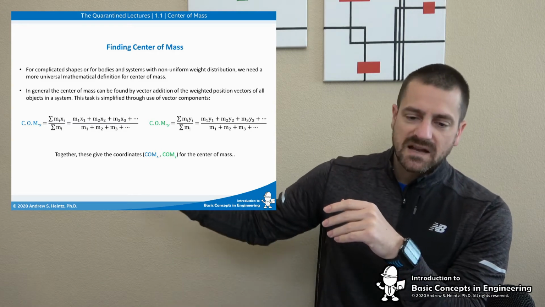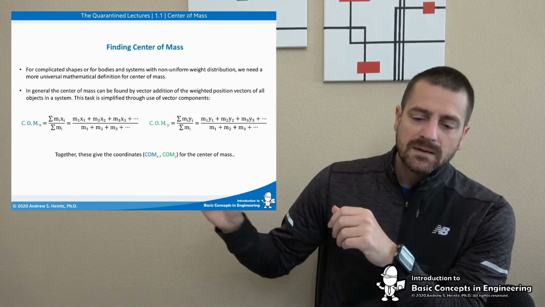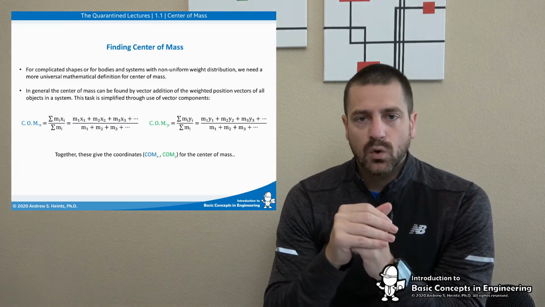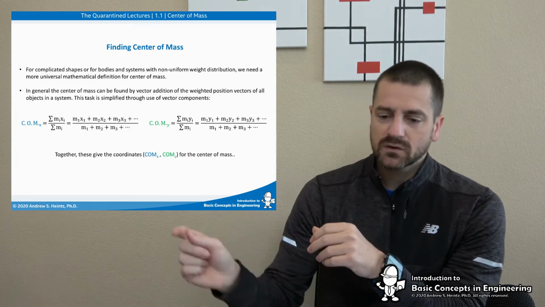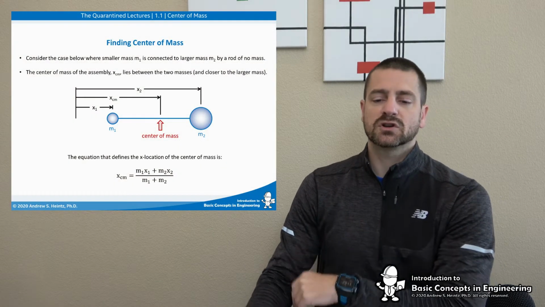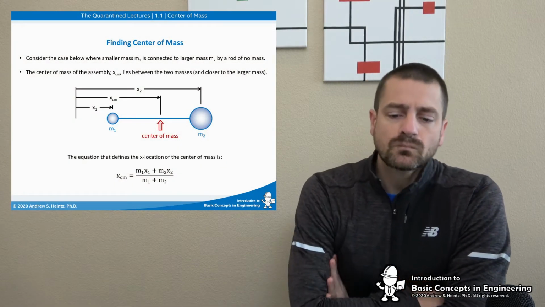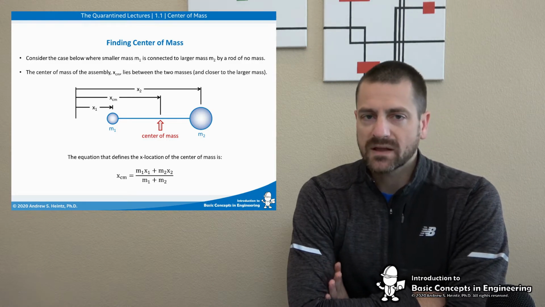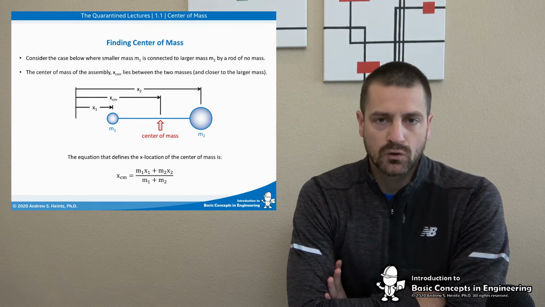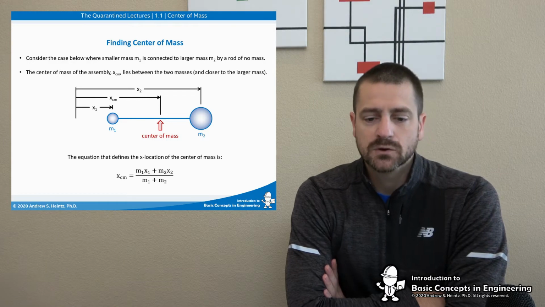So center of mass X, center of mass Y, and together these give the coordinates for the center of mass. Functionally, if we really break it down, what you're looking at is mass times position, mass times position, mass times position. Okay, so let's put this functionally. Let's look at the case below where we have a small mass connected with a weightless rod to another, larger mass, that other larger mass being M2.